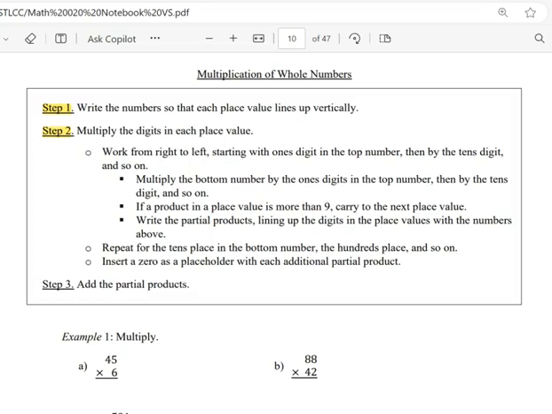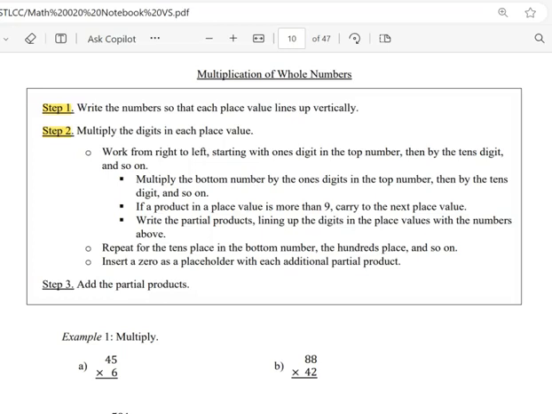In step number 2, you need to, and it is a big task sometimes, multiply the digits in each place value. Basically what it says, you need to multiply every digit of the first number by every digit of the second number. Sometimes it's really hard to keep track of it.